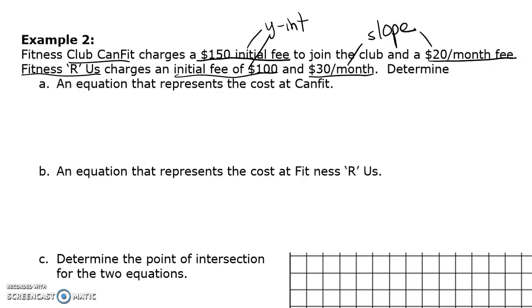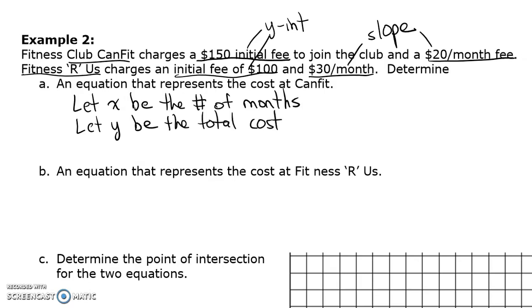And so what we'll be able to do is graph each of these and find where the point of intersection is. So if it says to find an equation that represents the cost at CanFit, what we're going to do is let x be something, and let y be something. And I want to encourage you to pause the video here and see if you can identify what those variables should be. Actually, go pause the video and try to identify what those variables are in words.